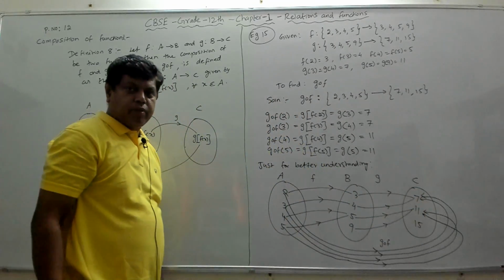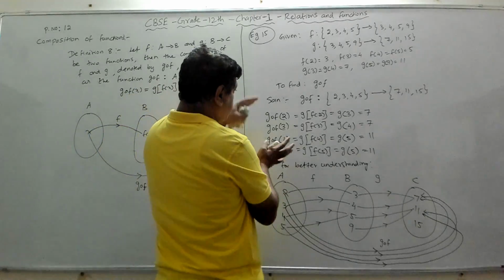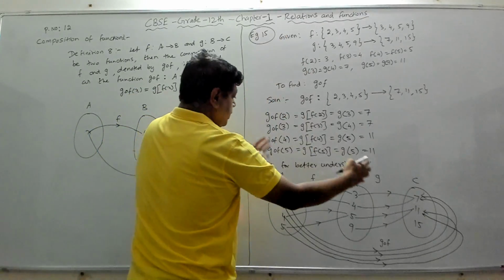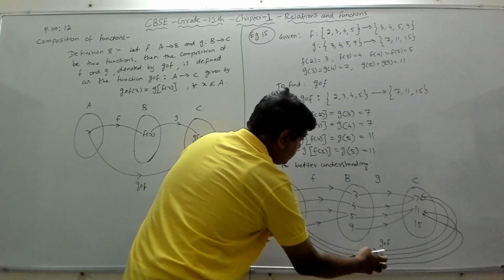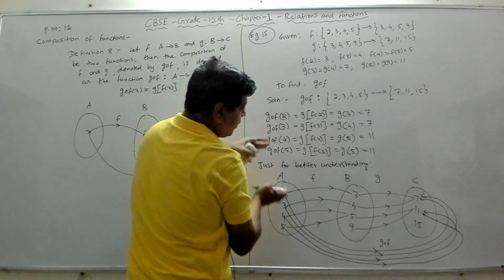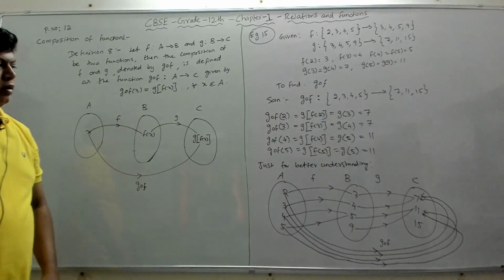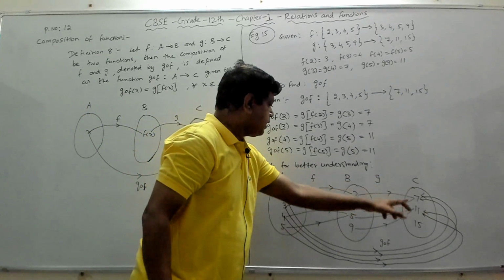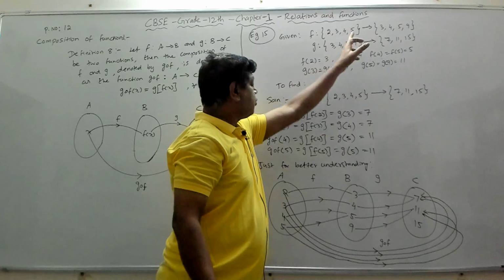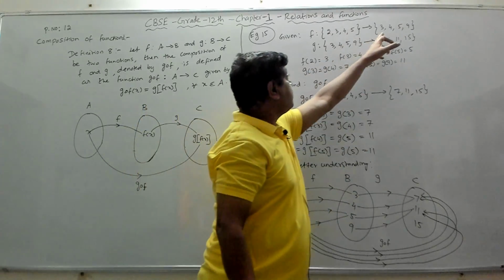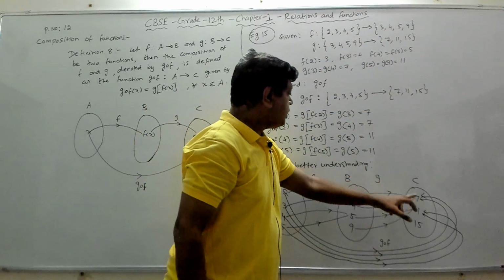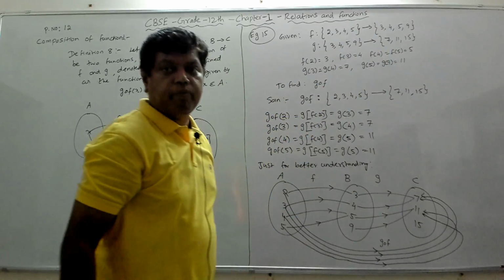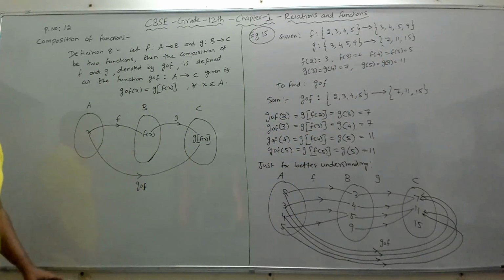Clear? So I have just represented the same information, and this final information is the one we defined. Fine. So this is your A set, B set, C set. Here this A set is 2, 3, 4, 5. Your B set is 3, 4, 5, 9. And your C is 7, 11, 15.